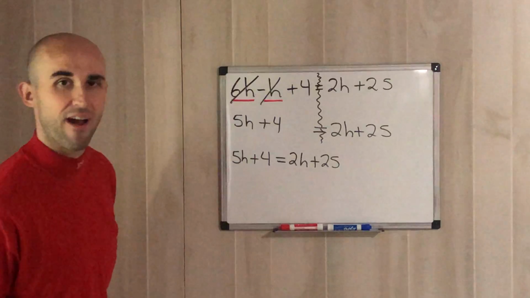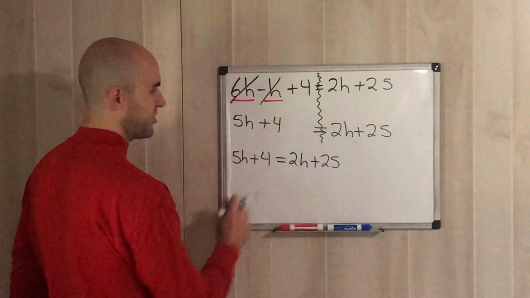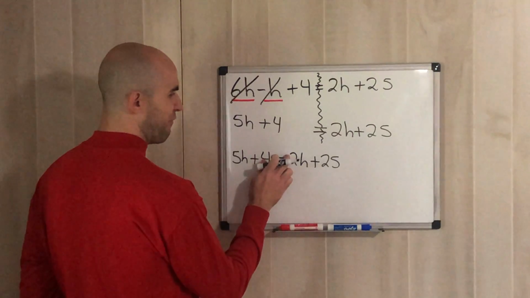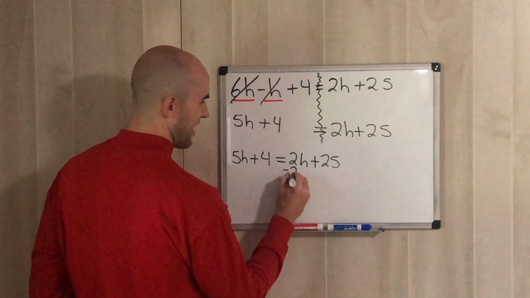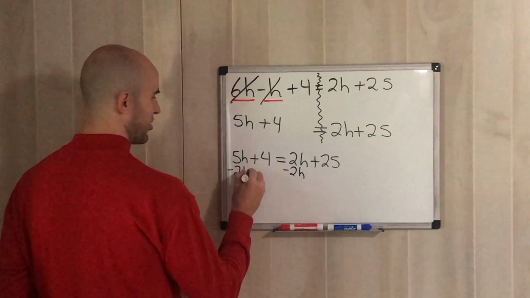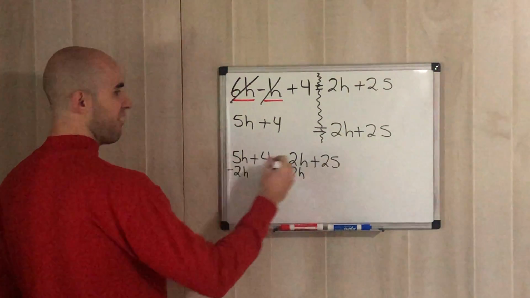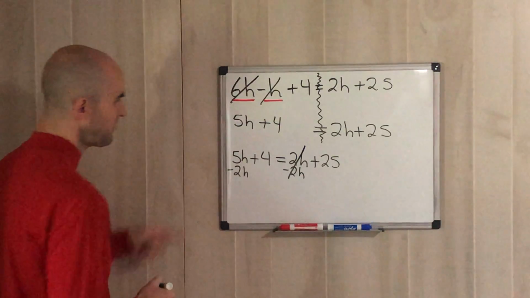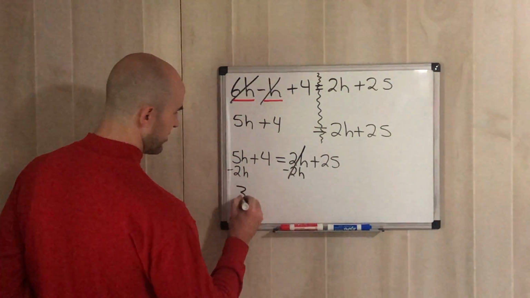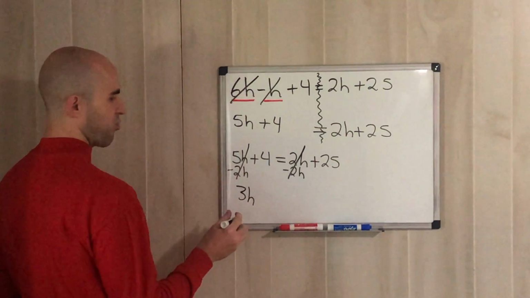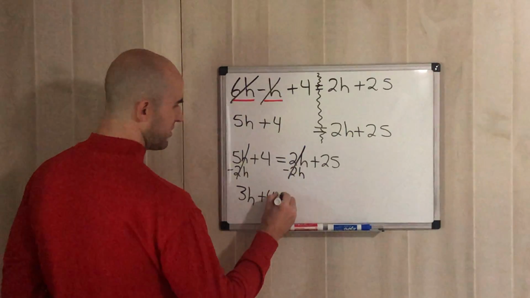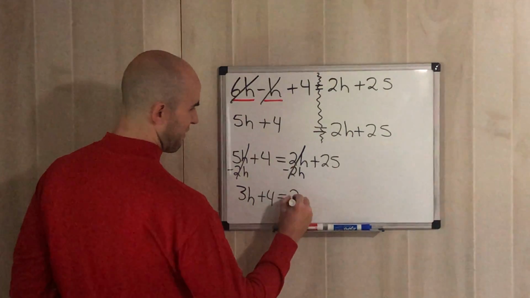Get rid of the smallest variable, guys. We got 5h, we got 2h. The smallest variable is the 2h. 2h is positive, and the opposite of a positive is a negative. Subtract 2h from here too, because what you do to one side, you have to do to the other. Those cancel. If we have 5h's and we got rid of 2, we're going to have 3h's left. And now it's just writing what we have. Plus 4 equals, and then a positive 25.